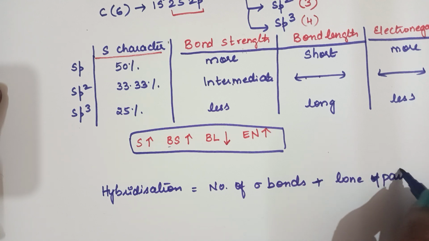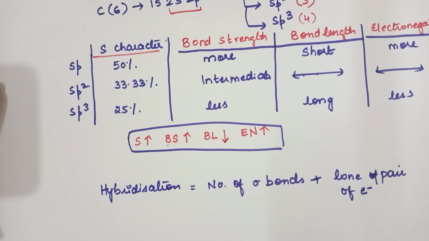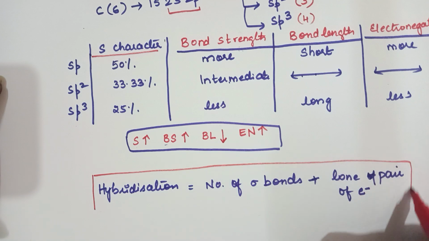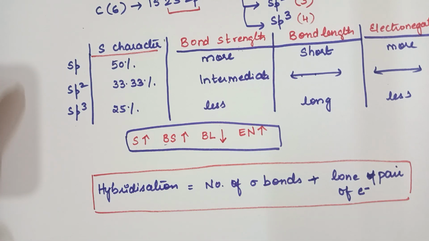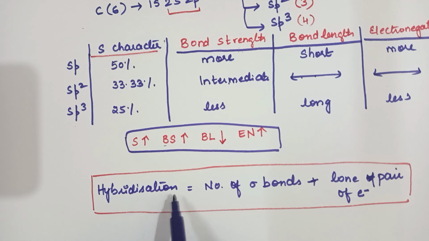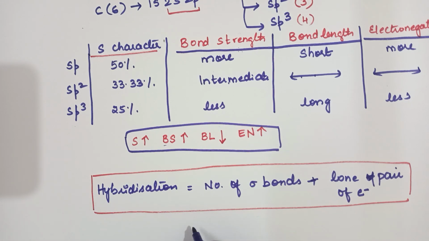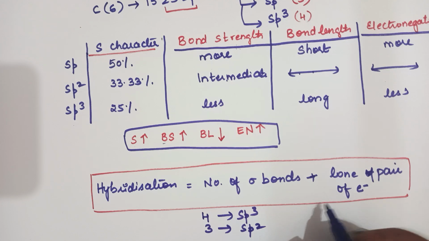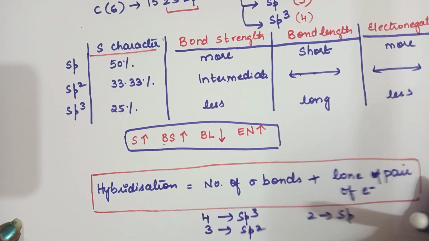Lone pair of electrons. So this is the formula you will use to find hybridization. Now, if you get the hybridization value as 4, then it will be sp3 hybridization. If it is 3, then it will be sp2 hybridization, and if it is 2, it will be sp hybridization. We will take one example and understand.